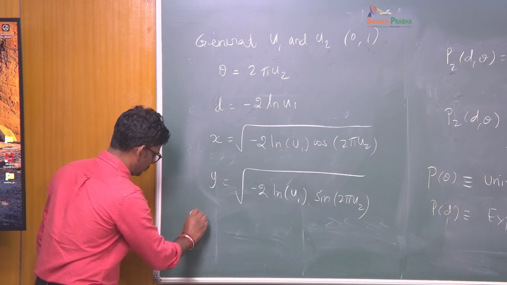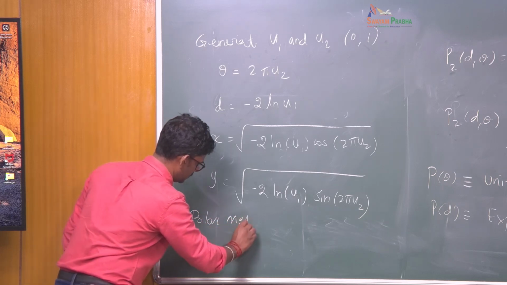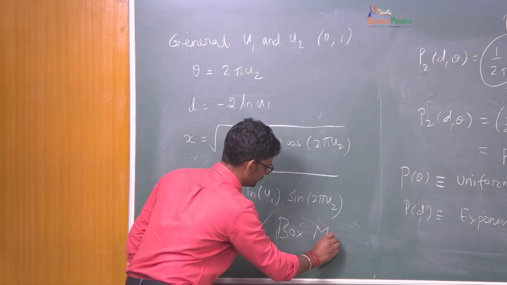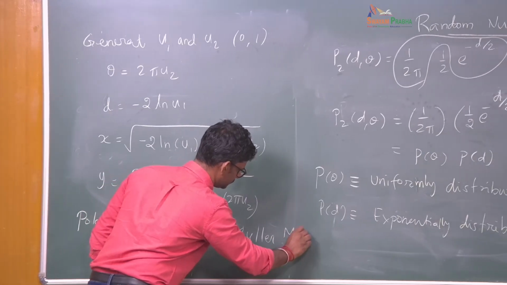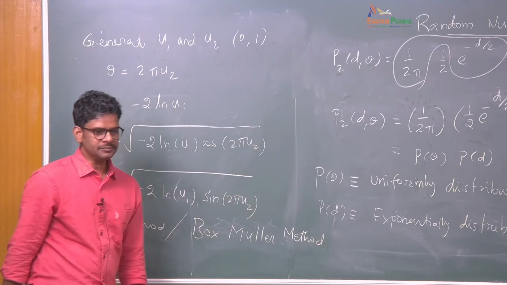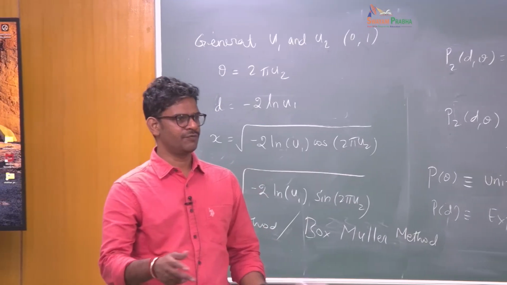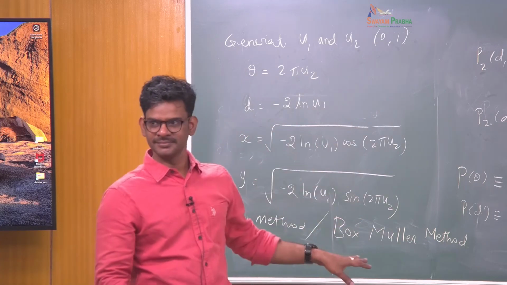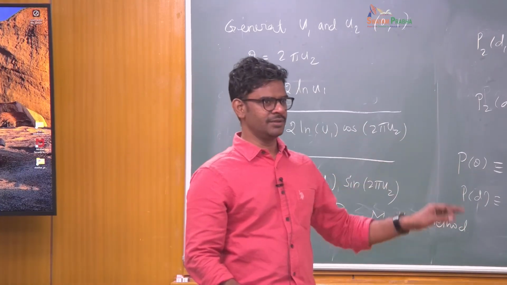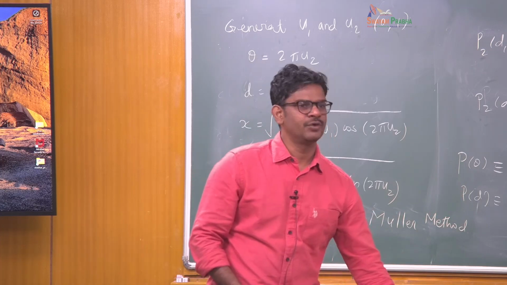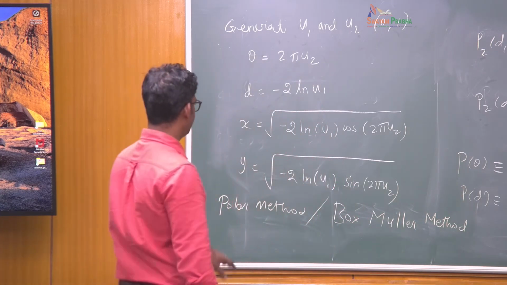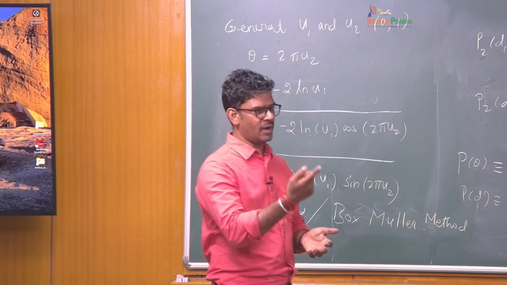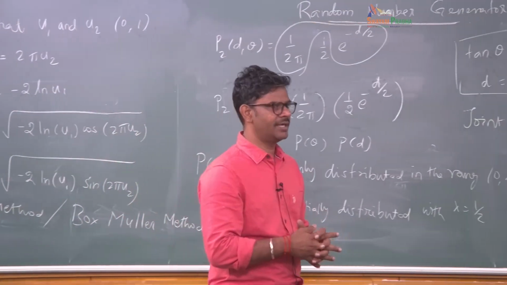This we call the polar method or Box-Muller method. So next time when you call a Gaussian function or normal function in MATLAB to get a normal random variate, this is what is happening inside. You select two random variables, one uniformly distributed and another exponentially distributed, and then this mapping is done to get x and y. You always get them in pairs. Even if you need only one, you actually get two every time you call this function.